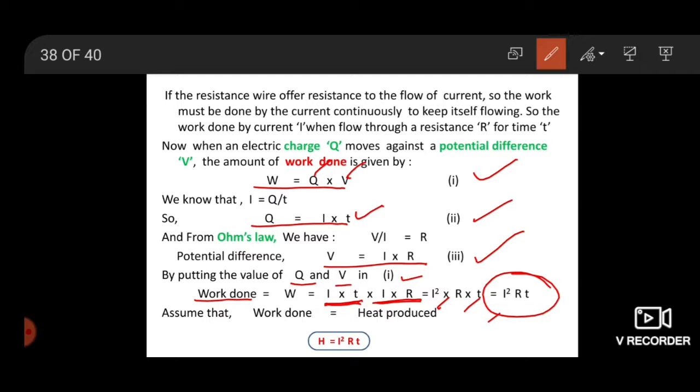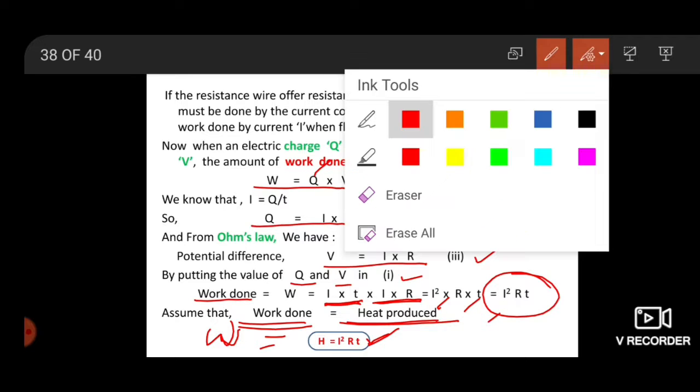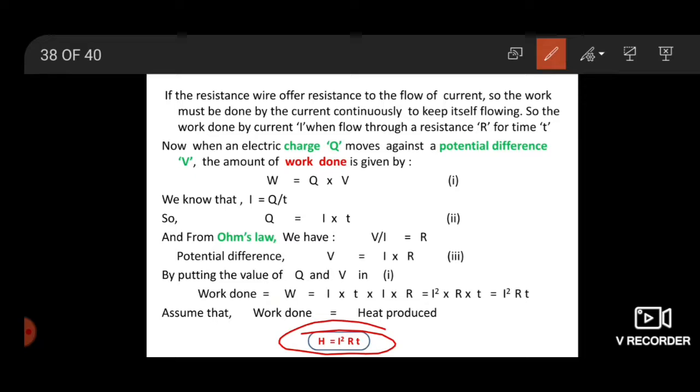We all know that work done is always equal to the heat produced. Whatever work is done by the current is always equal to the heat produced in the wire. So we can write W equal to H equal to I square R t. This formula is given by the scientist Joule, so it is called Joule's law of heating.